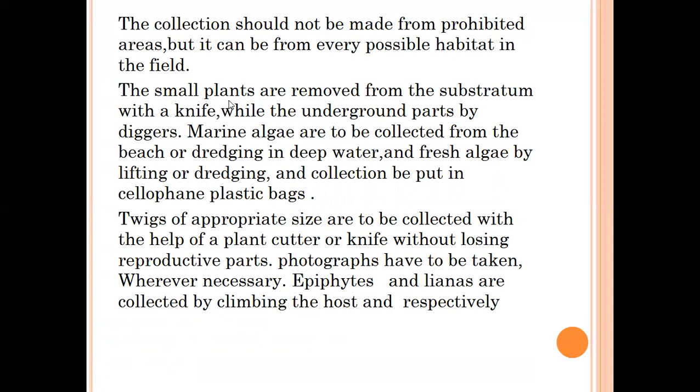Means we selected small plants. They are removed from the substratum with a knife, while the underground parts are removed by diggers. Marine algae are to be collected from the beach or by dredging in deep water, and fresh algae by lifting or dredging, and the collection is put in cellophane plastic bags.